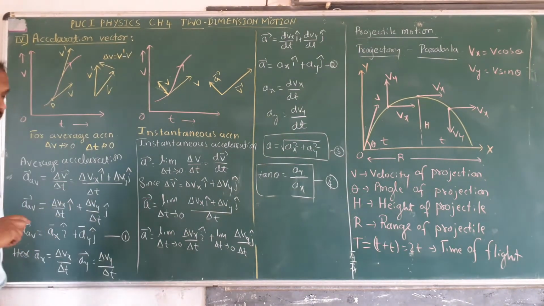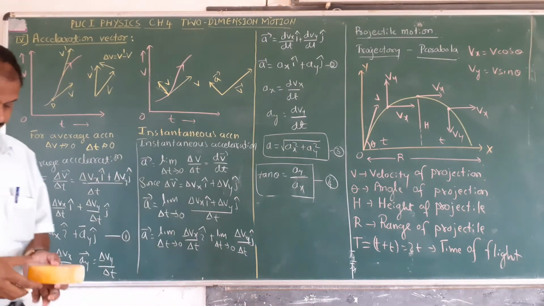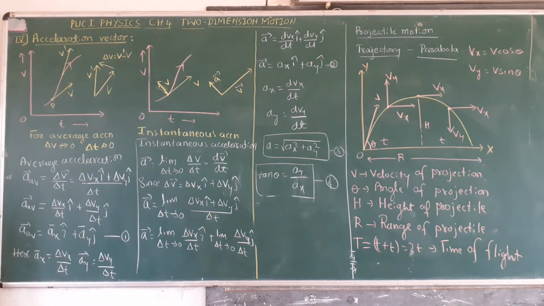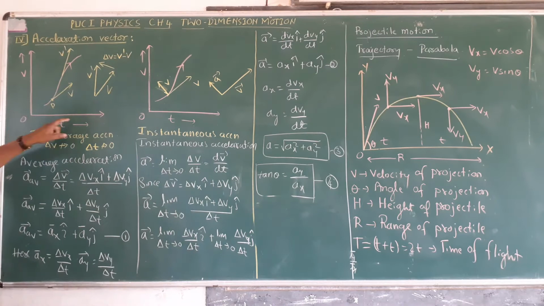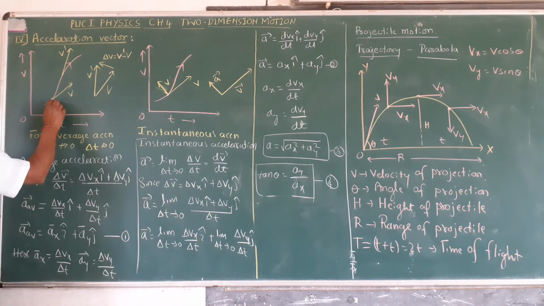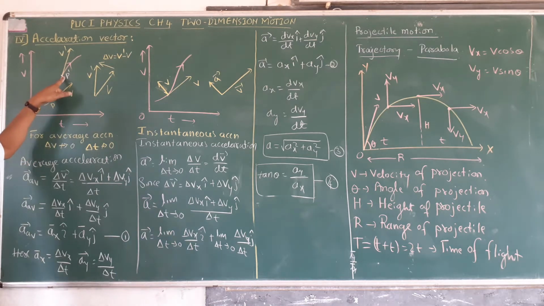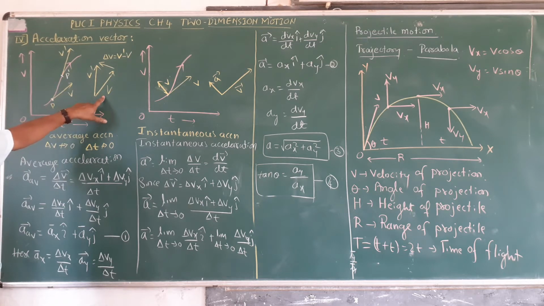Acceleration vector. Now see here, in the acceleration vector, you take the velocity-time graph. You take the velocity along the y-axis and time along the x-axis. Now the body moves from this point P to this point P dash.